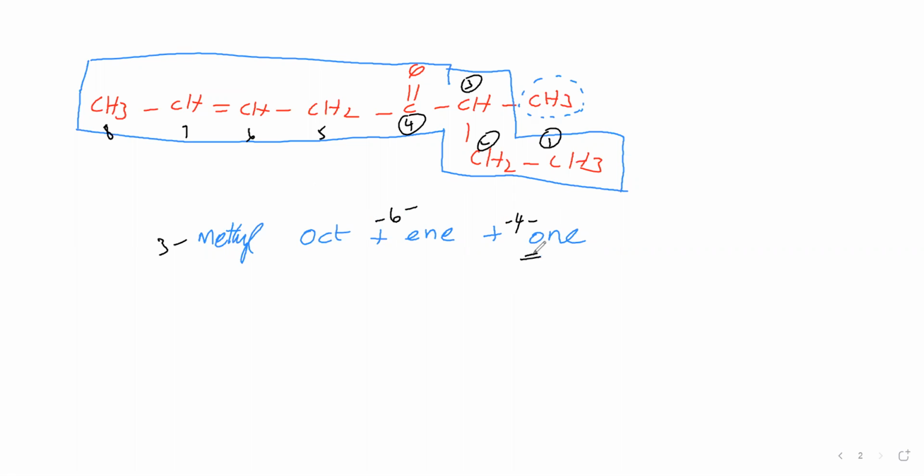The secondary suffix's first letter is a vowel sound, therefore the primary suffix's last letter e we are dropping. So the IUPAC name of this compound is 3-methyloct-6-en-4-one. 3-methyloct-6-en-4-one is the IUPAC name of this compound.